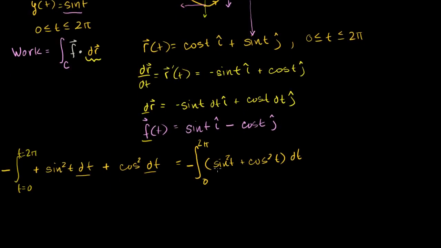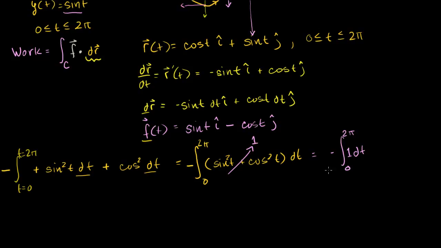And the reason why I did that, we know what sine squared of anything plus cosine squared of that same anything is. That falls right out of the unit circle definition of our trig functions. So this is just 1. So our whole integral has been reduced to the minus integral from 0 to 2 pi of dt. And this is, we've seen this before. We can say this is of 1 if you want to put something there.